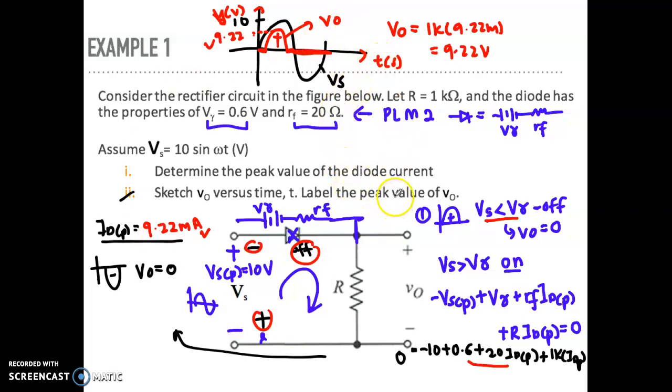So this is how you calculate your half wave rectifier circuit. Okay class.